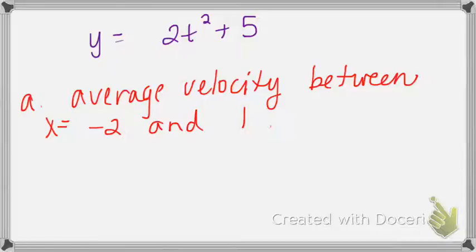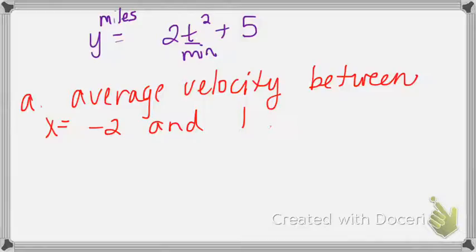Okay, on this problem, let's say that we want to find the average velocity between x equals negative 2 and 1. Let's go ahead and give it some units. Let's say y is in miles and t is in minutes.